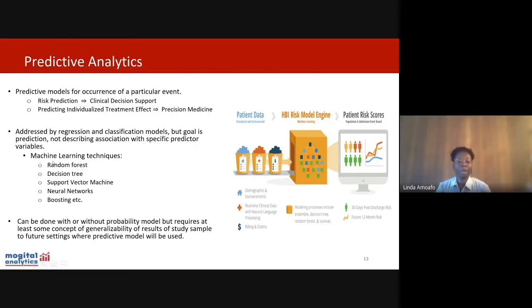Some of them are the random forest model, decision trees, neural networks, boosting, and other tree-based methods that you could use. And this can be done with or without a probability model. Using these machine learning techniques, you don't need a probability model. But when you are doing a logistic regression, you need to have a binomial model in order to be able to do that. So you could do it with or without a probability model, and that's okay. Here is just a figure showing what predictive analytics is all about. So here you have baseline demographics and socioeconomic status, some billing claims, and some real life clinical data about the person.